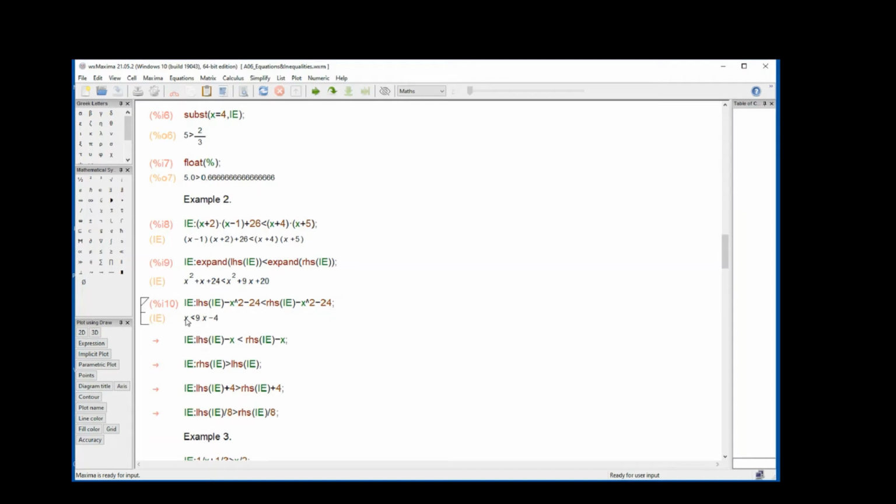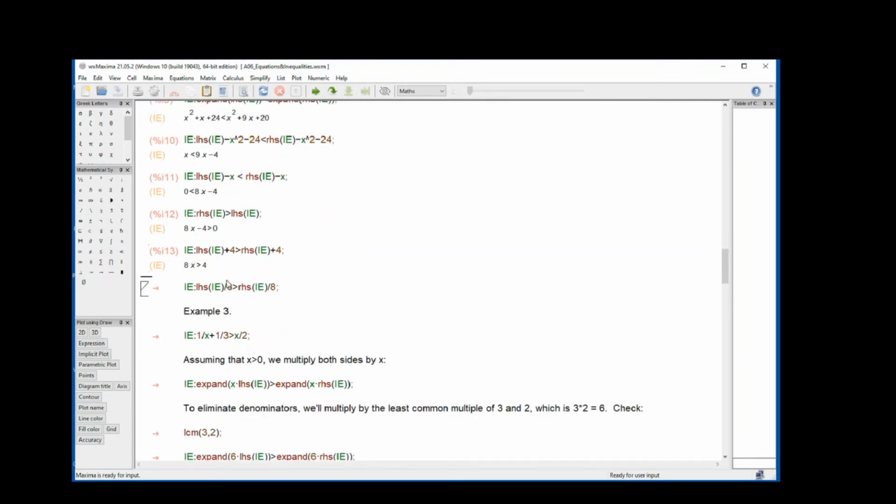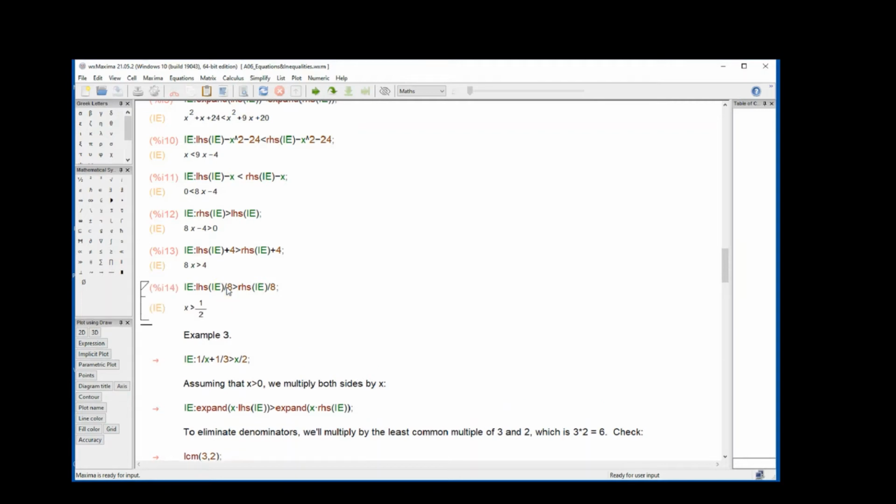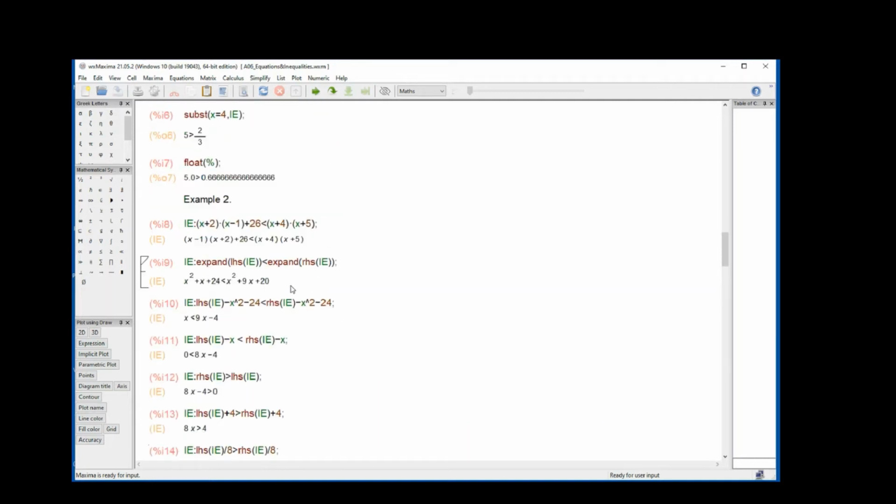Then the next step is to subtract x, so we leave a 0 on the left-hand side. Then I'm going to switch the sides, switching the direction of the inequality, and add 4 to isolate 8x. Divide both sides of the inequality by 8, and I get the result x greater than 1/2. I'm going to check here the original inequality.